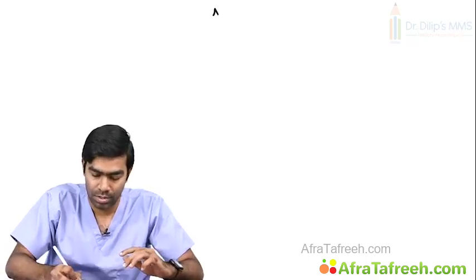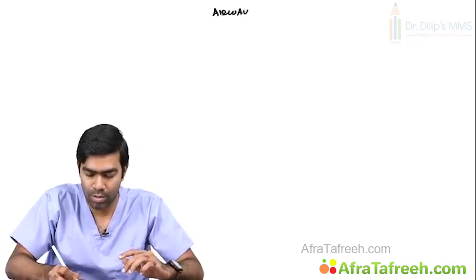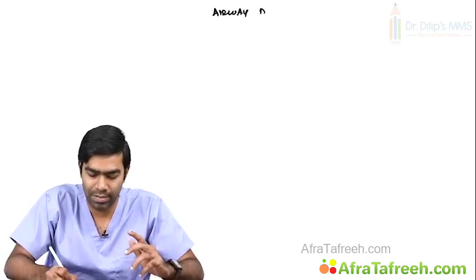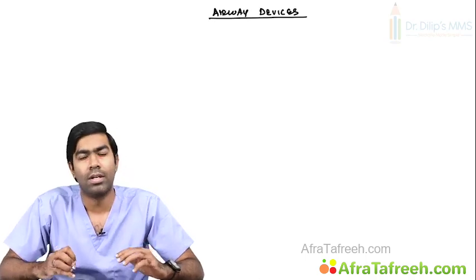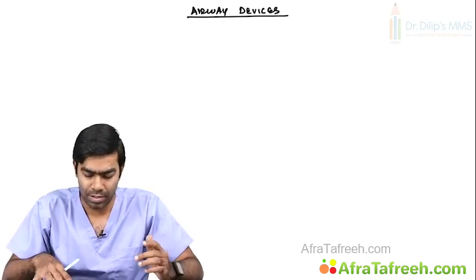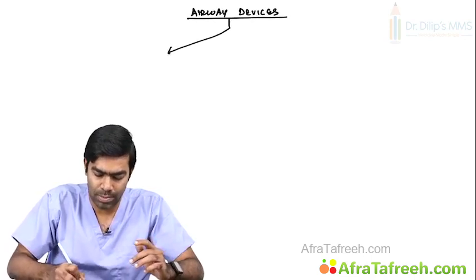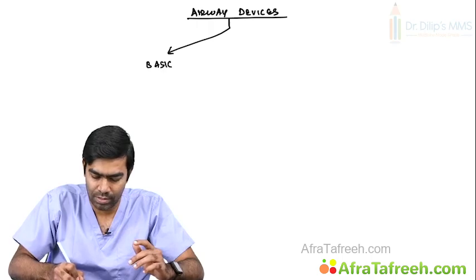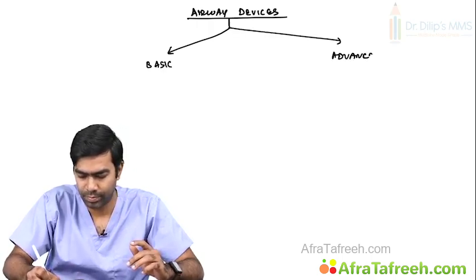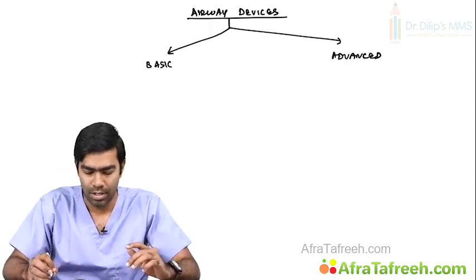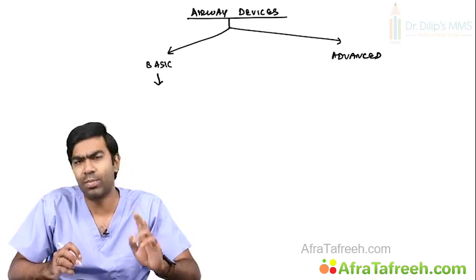So how will you classify the airways? Or rather than calling them airways, we can call them airway devices, right? So let us classify the airway devices. There are two types of airway devices. One is the basic airway devices. Second is the advanced airway devices.